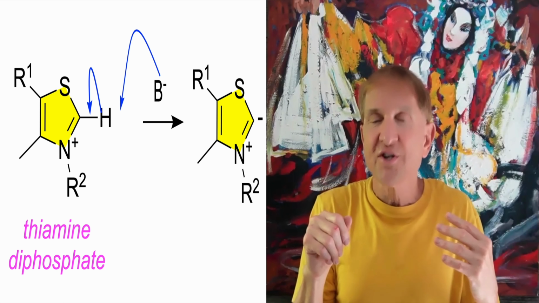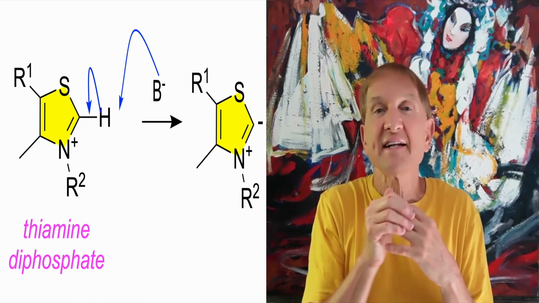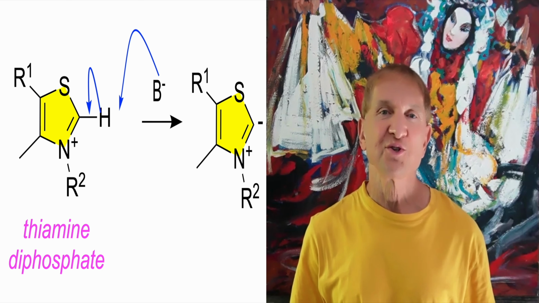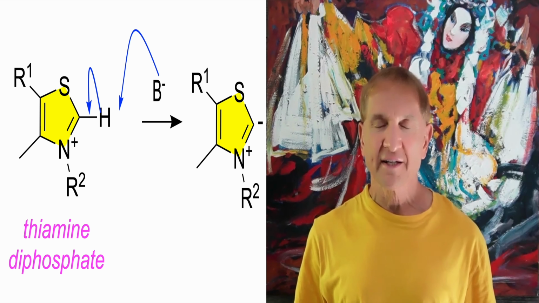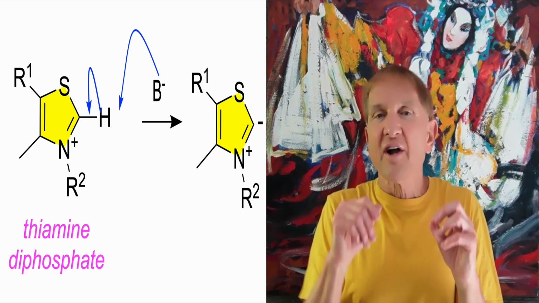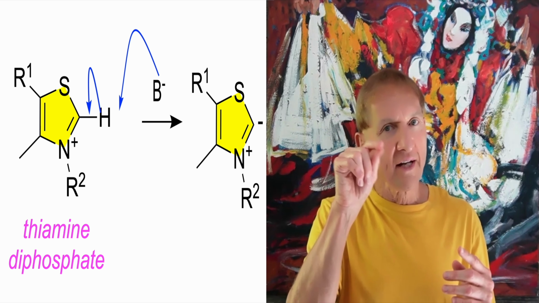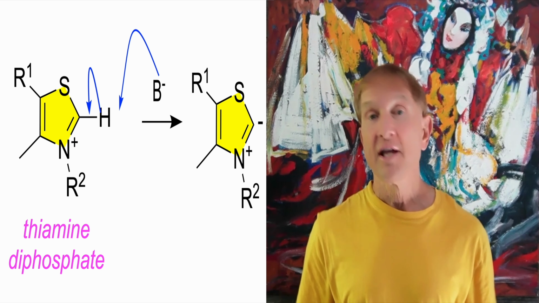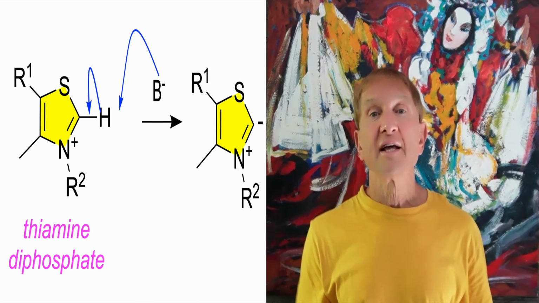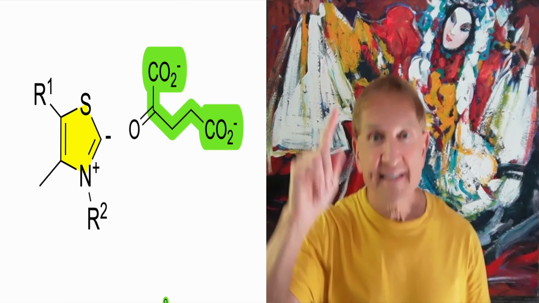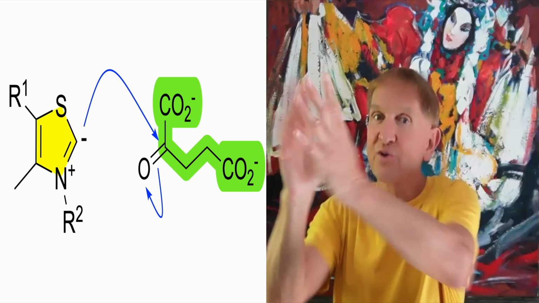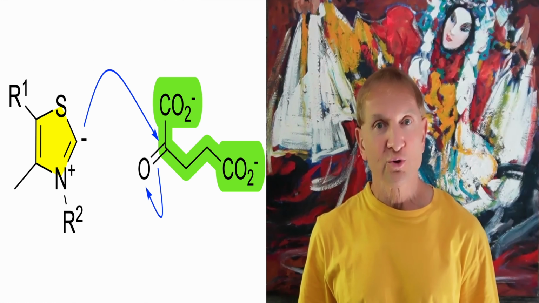That zwitterion, actually in chemistry, you might represent as a carbene. But I like the zwitterion representation much better, especially for a mechanism like this. That zwitterion is still nucleophilic on the carbon that now bears a negative charge, even though the overall molecule is neutral. Attack! Attack! That zwitterion attacks the ketone group of alpha-ketoglutarate.